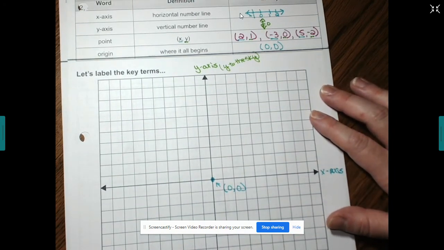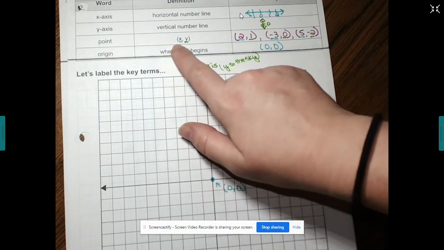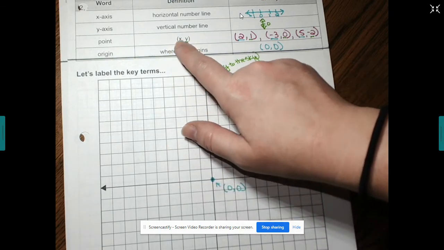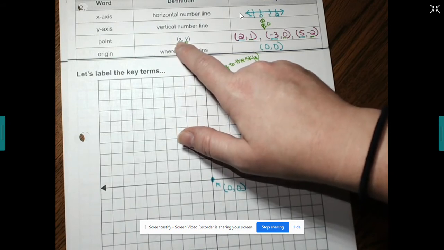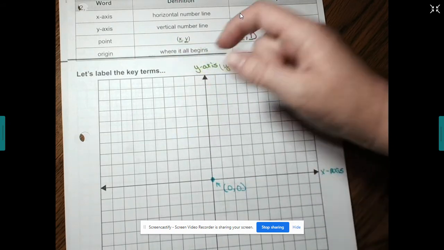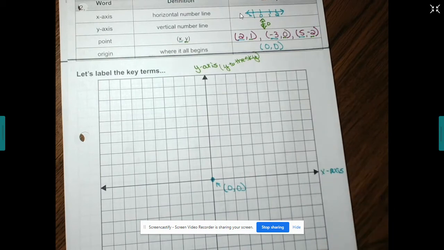Again, sometimes people get a little confused about, is it my x value first? Is it xy? Is it yx? I always try to remember it's alphabetical order. So x, y, z. So it's x, y, just like I'm saying the alphabet. My x value is the first number. My y value is the second number.